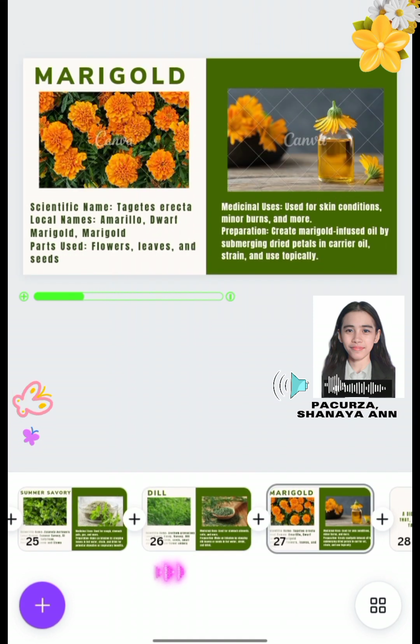The last example of annual plants is marigold. The scientific name is Tagetes erecta. The parts used are flowers, leaves, and seeds. To prepare a marigold infusion, you have to submerge dried petals in a carrier oil and then strain to separate the dried petals from the extract and then use it topically. For medicinal uses, it is used for skin conditions, minor burns, and many more.